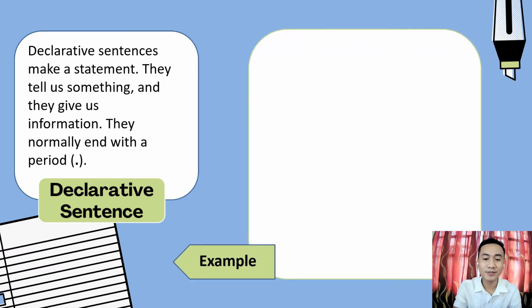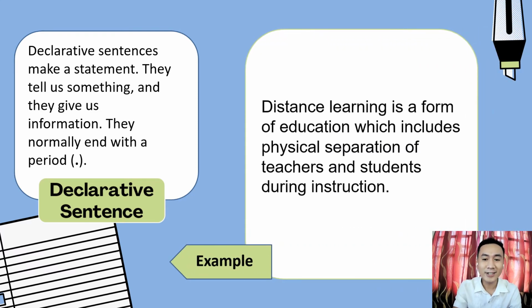For example, distance learning is a form of education which includes physical separation of teachers and students during instruction. Does it give information? Does it end with a period? Yes, it does.